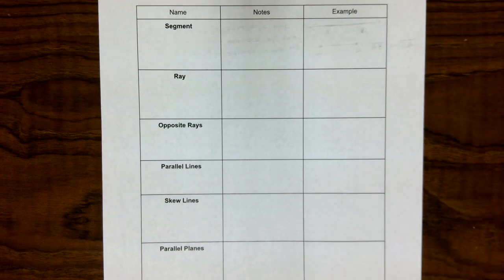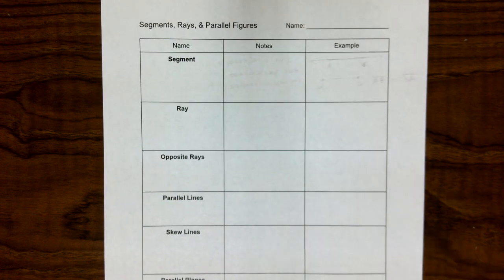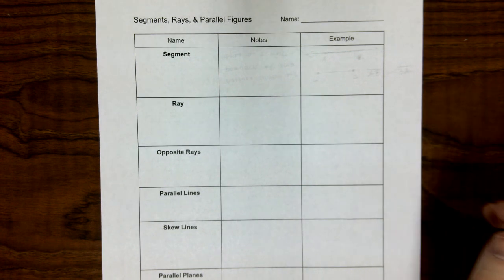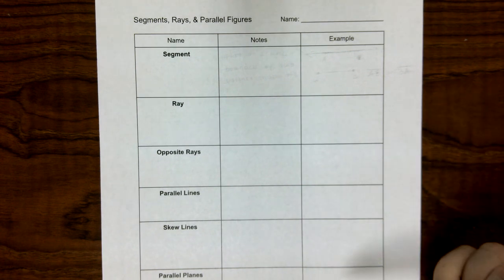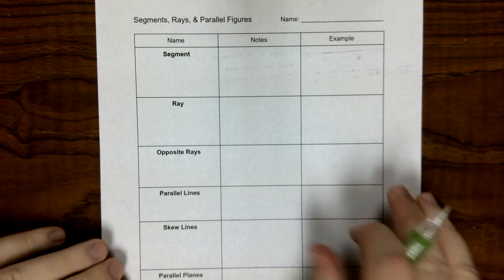All right, guys, we're going to continue with our lessons in Unit 1. So today we're going to talk about segments, rays, and parallel figures. We're going to define all these terms, give ourselves a picture example, and then we'll do some more examples on the back. Okay?